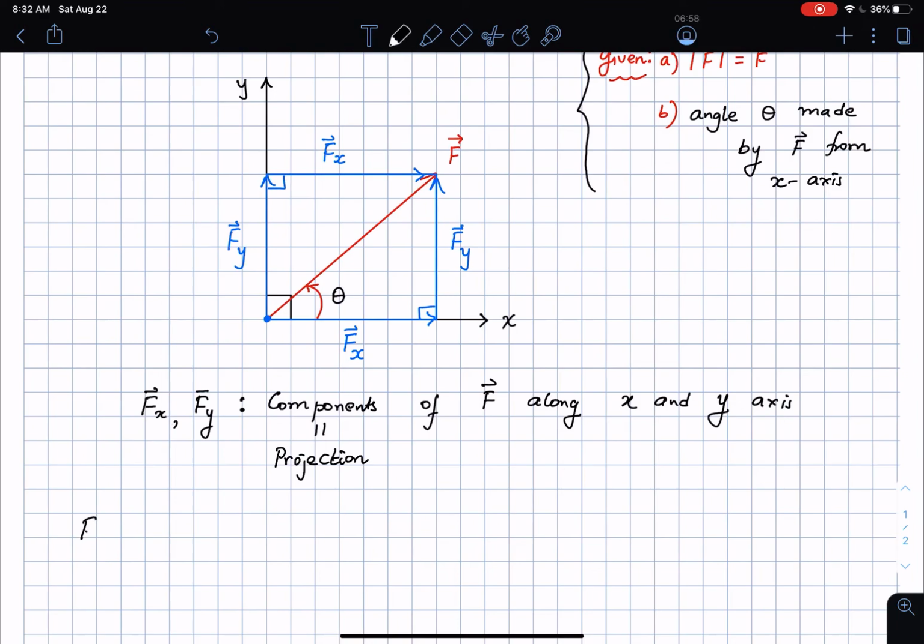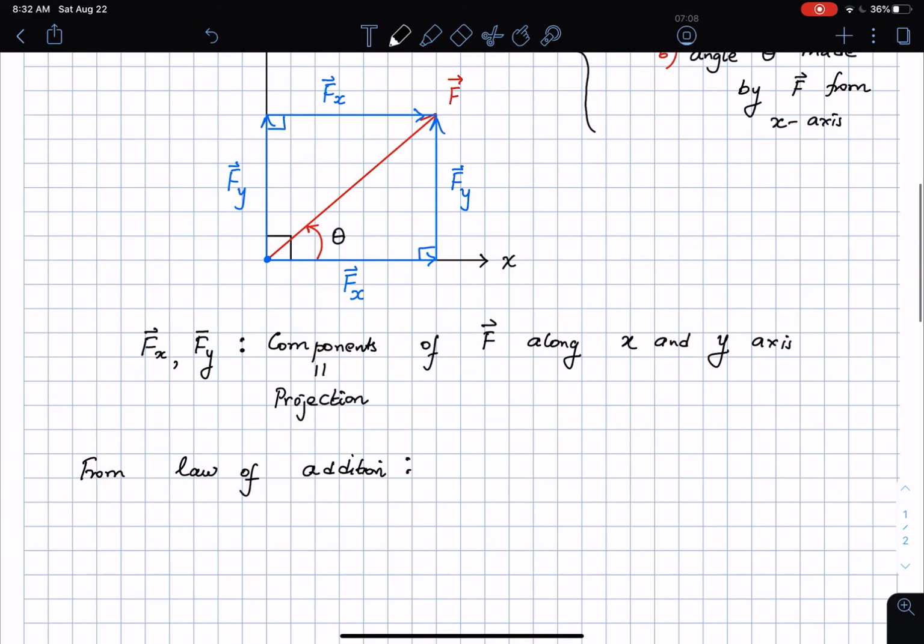Okay, so from the vector law of addition, we have vector f is equal to vector fx plus vector fy. This is the key statement.